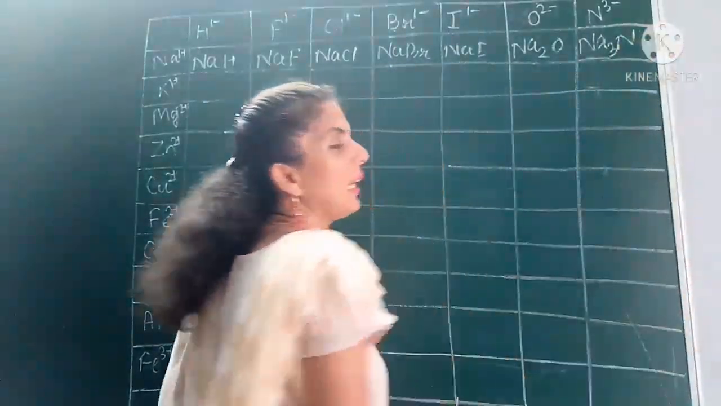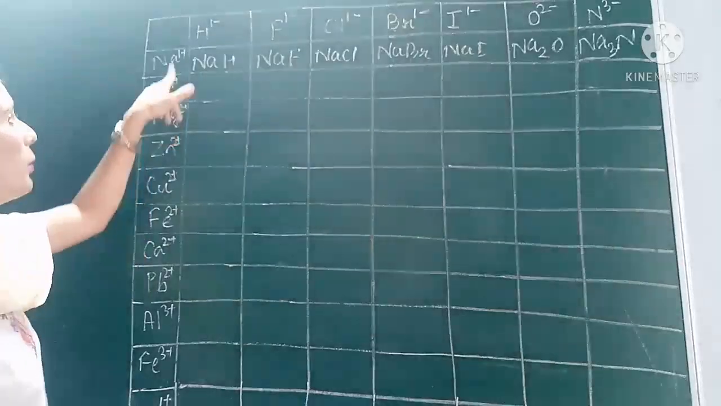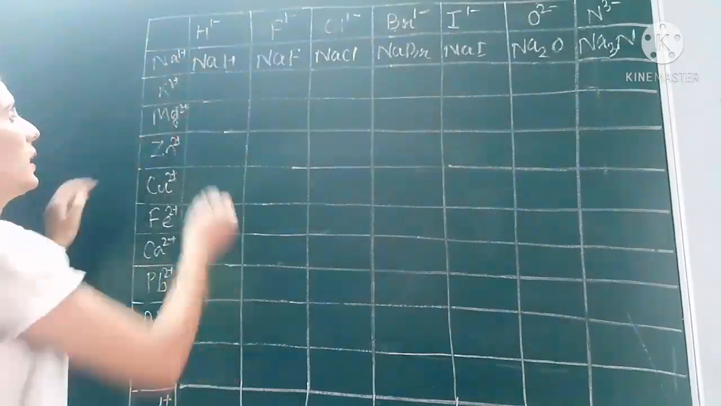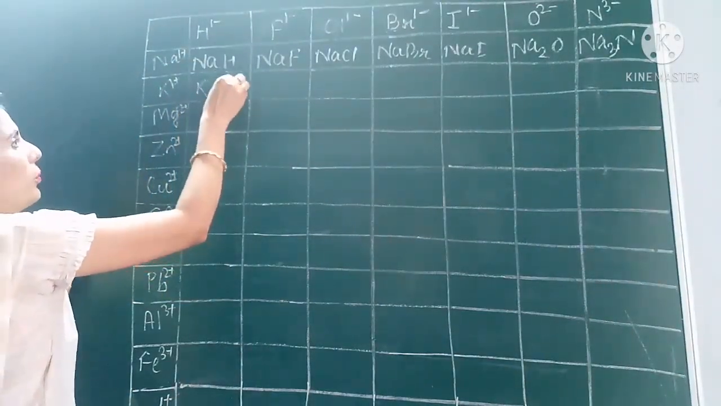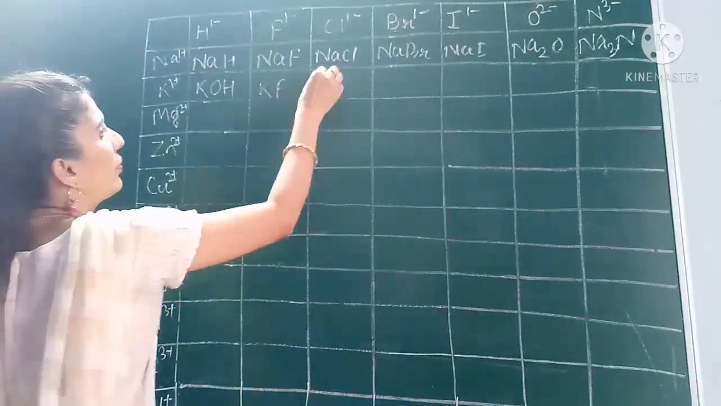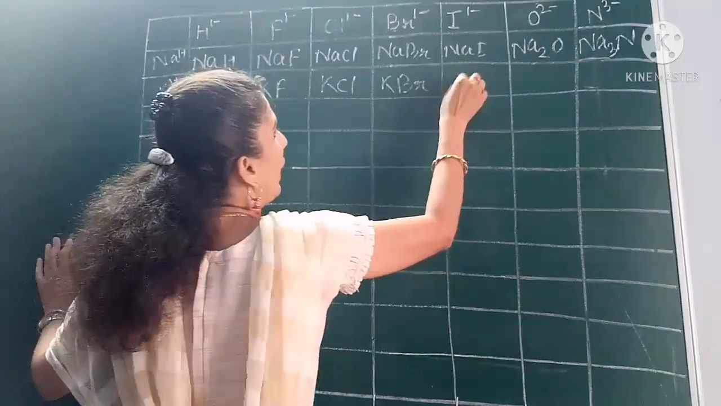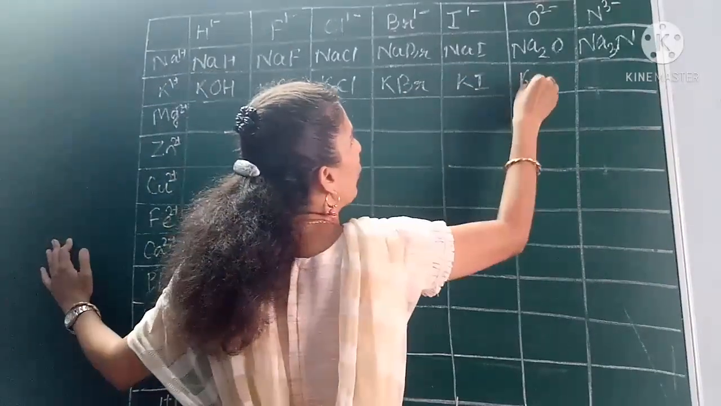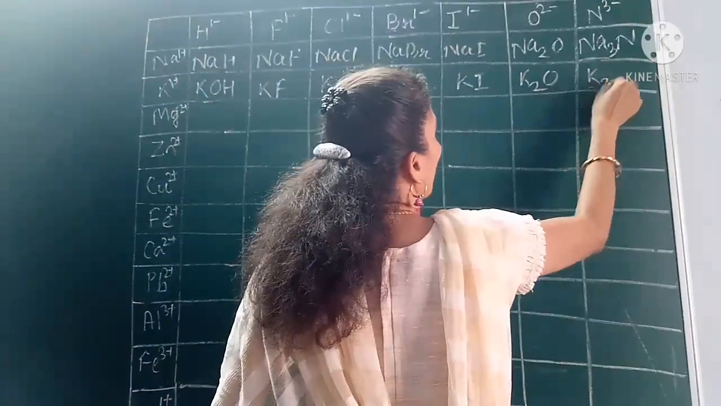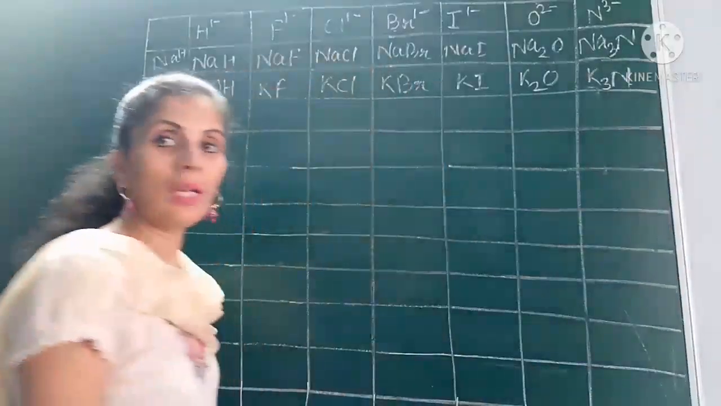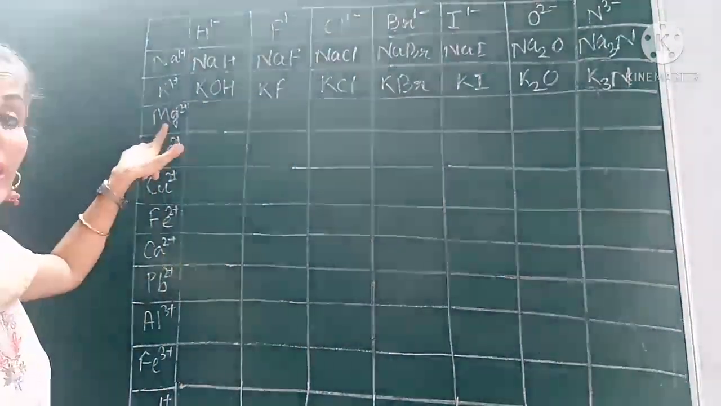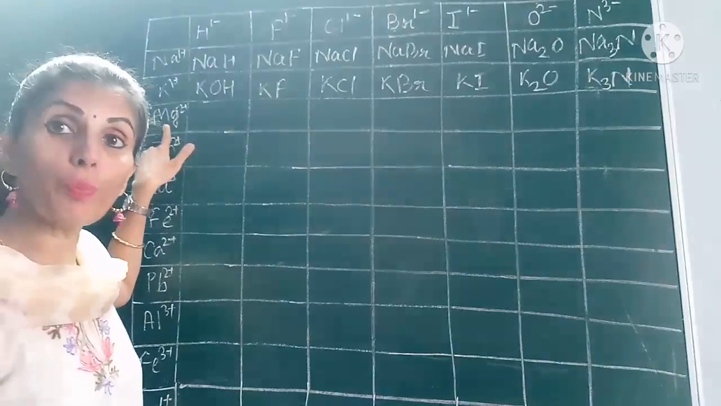NaCN. Like this. Same for K, you can put because both have the same valency. So in the same format you can put KOH, KF, KCl, KBr, KI, K2O, and your K3N.